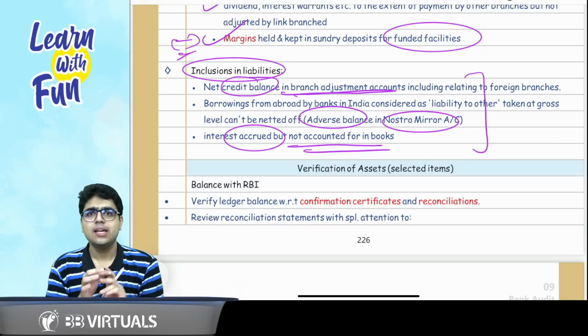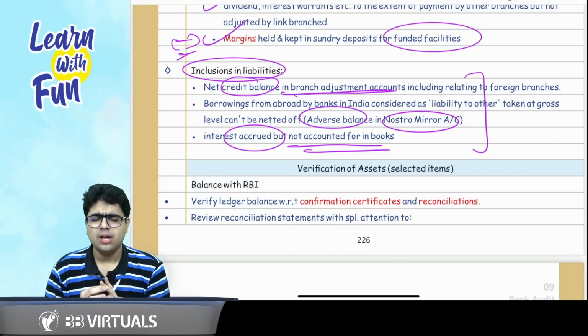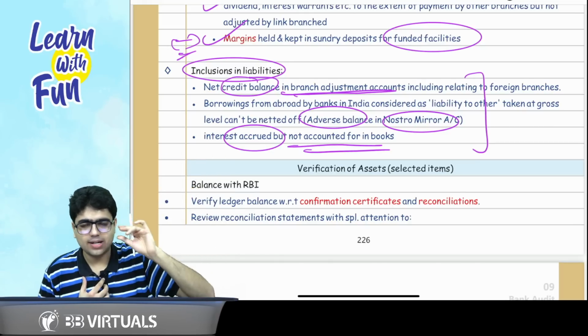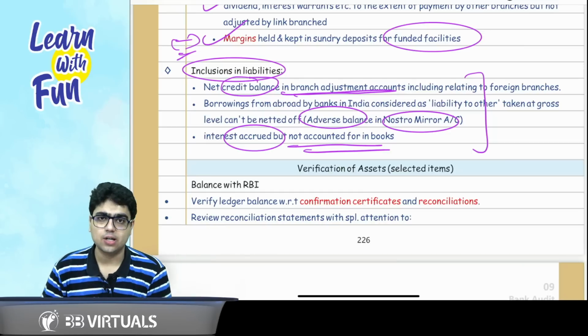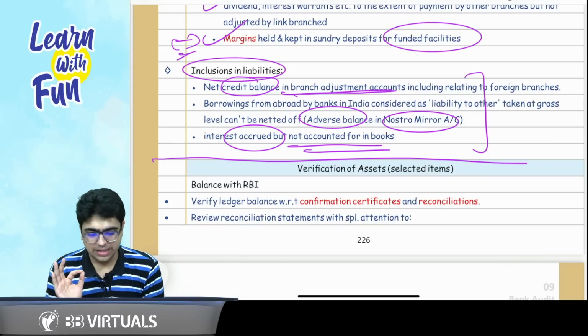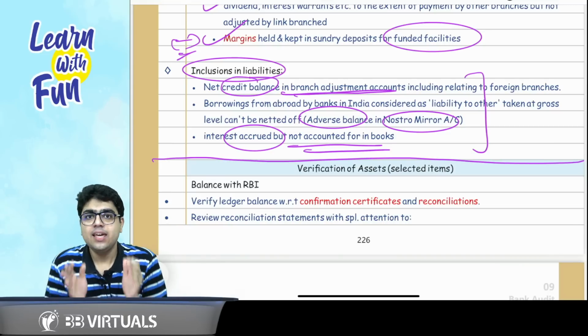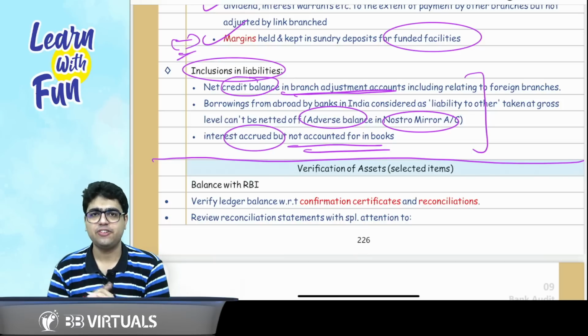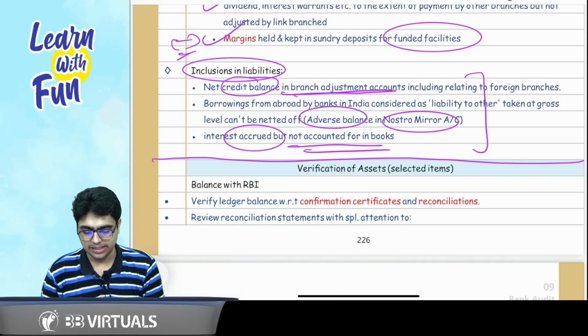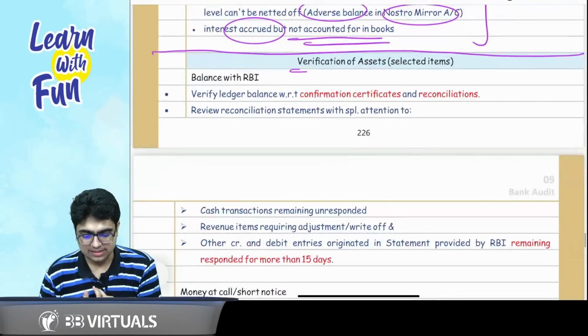So three balances: credit balance in the branch adjustment account, borrowings from the other foreign banks, which is also known as the liability to the other, or the adverse balance of nostro mirror account. And the last point is interest accrued but not due, or interest accrued but not accounted for. So here we complete the first phase of the bank audit. Now let's move to the second phase, that is the verification of assets.